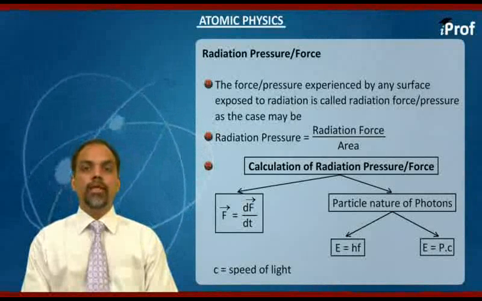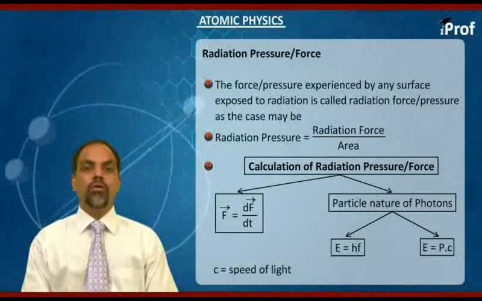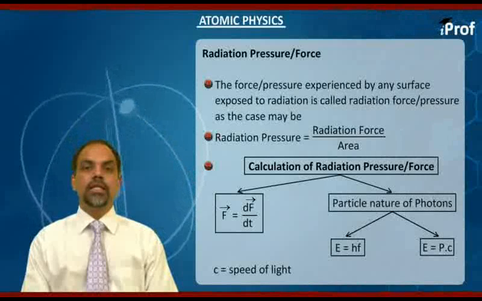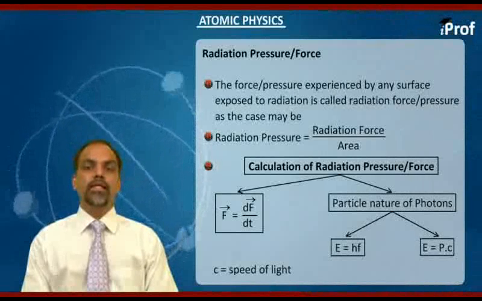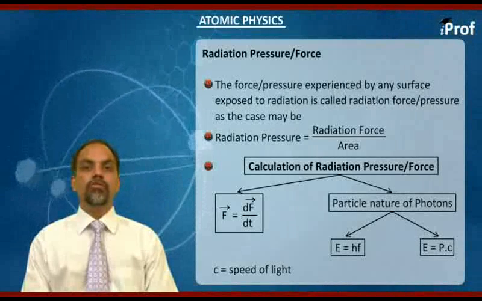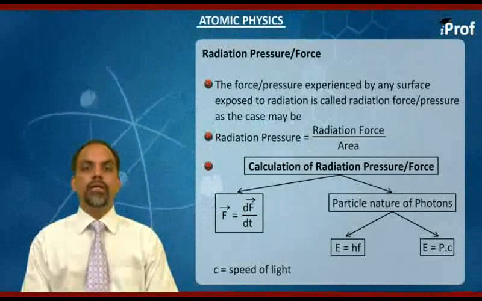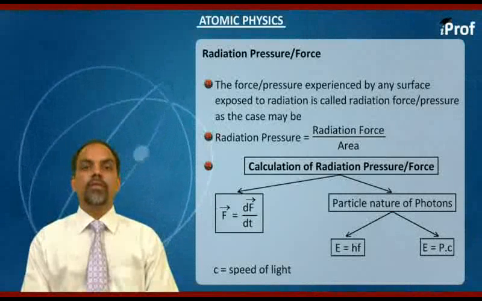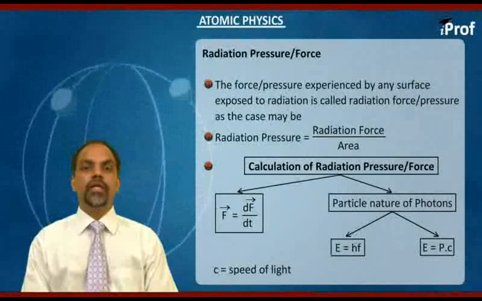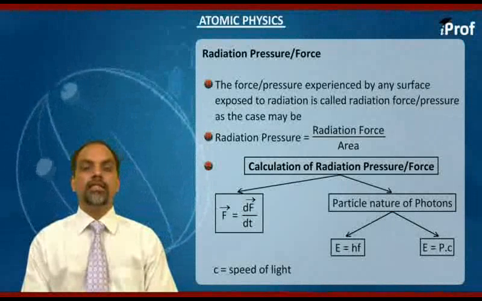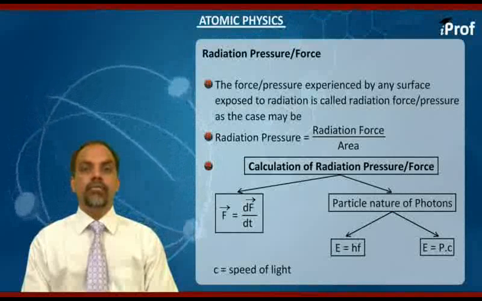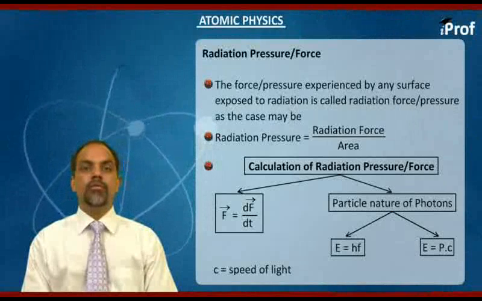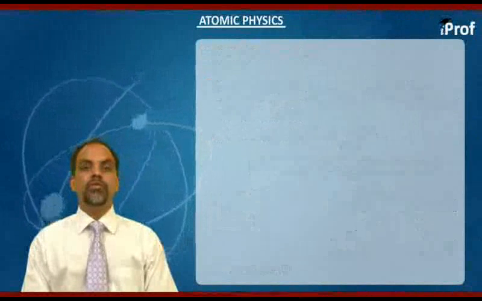So while calculating radiation pressure or force, we basically make use of three relations. First is the definition of force itself, that is Newton's second law of motion: force is equal to the rate of change of momentum, F = dP/dt. The second relation is the energy of a photon, E = hf. And the third relation is the relation between energy and momentum of a photon, that is E = Pc.